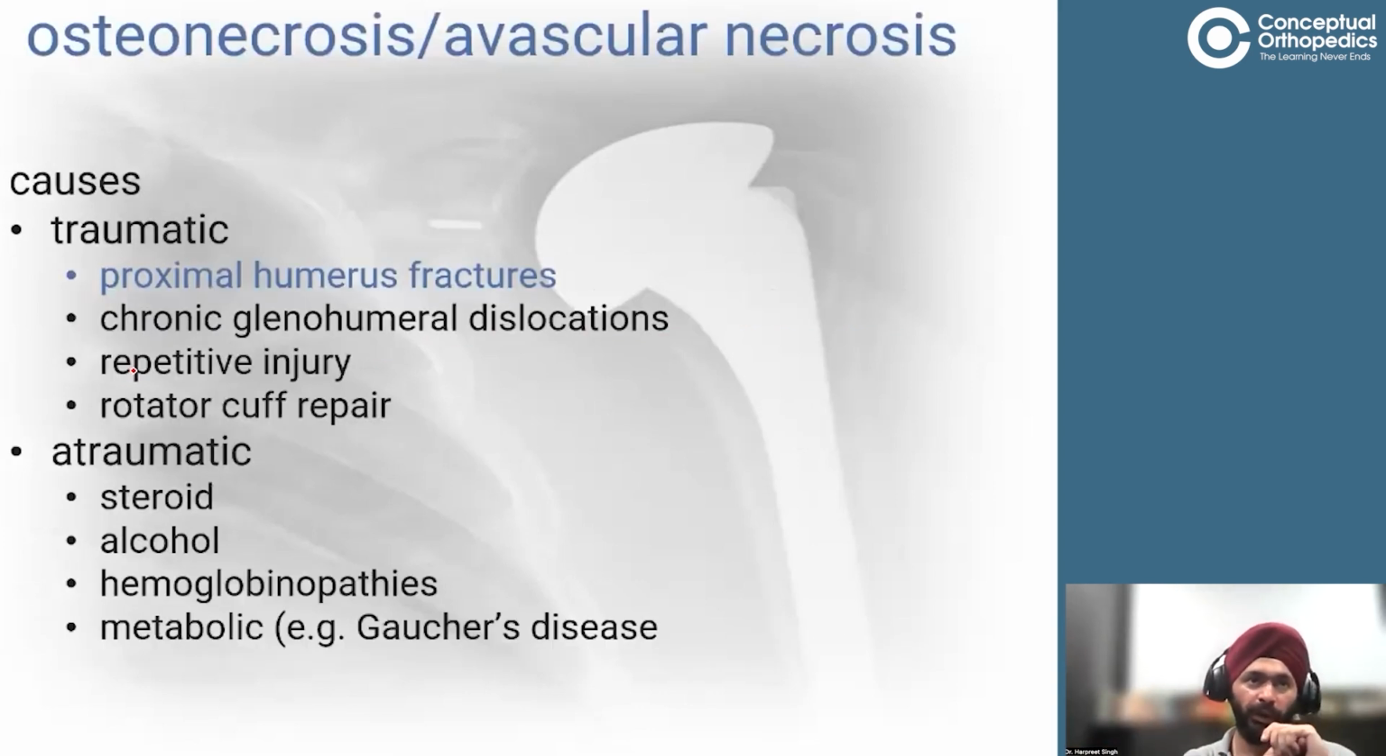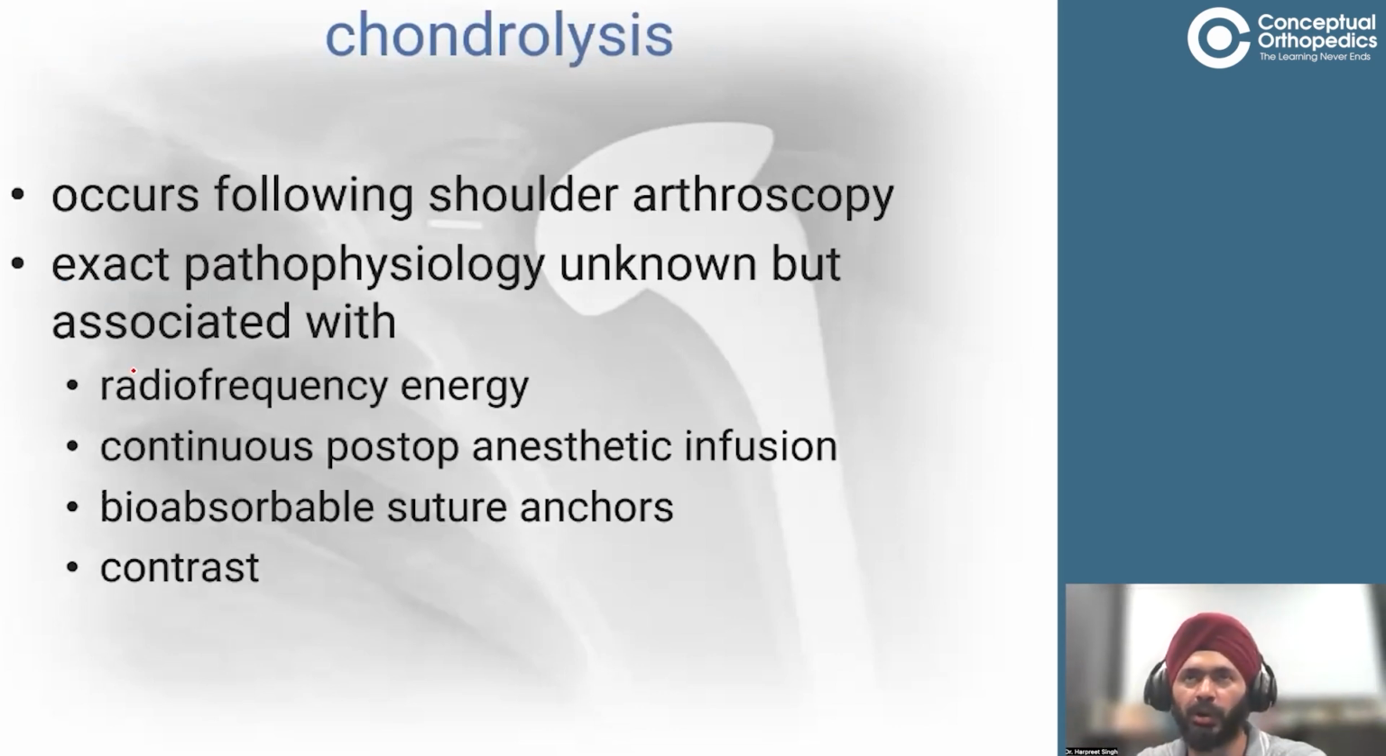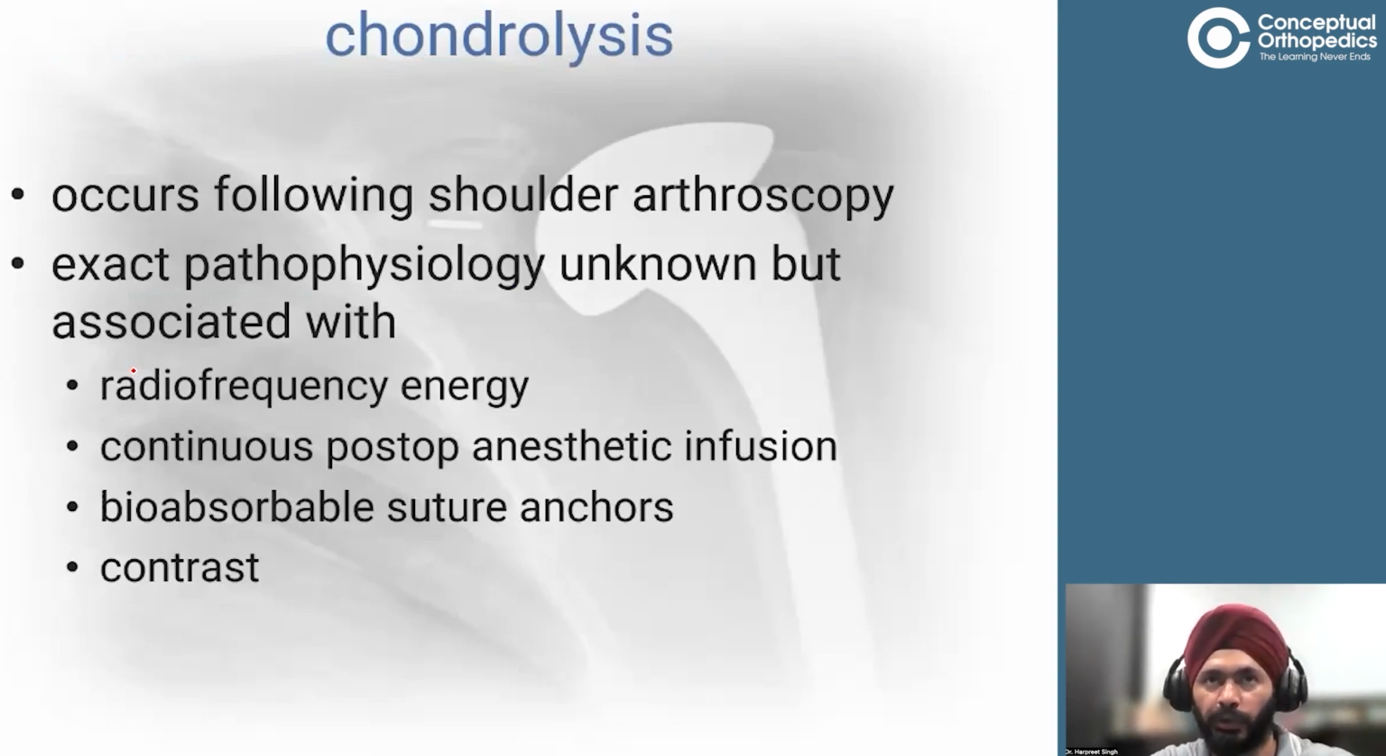Another cause of arthritis is avascular necrosis, which can be post-traumatic, seen in three-part, four-part proximal humerus fractures, chronic, unreduced or neglected humeral dislocation, or even after repetitive injuries. It may be seen in atraumatic conditions like post steroid use, metabolic diseases like Gaucher's, hemoglobinopathies, or high alcohol intake. So all these are various causes of arthritis of the shoulder.